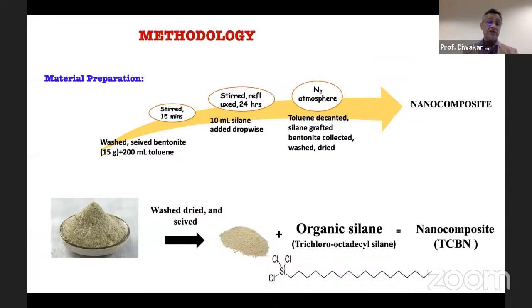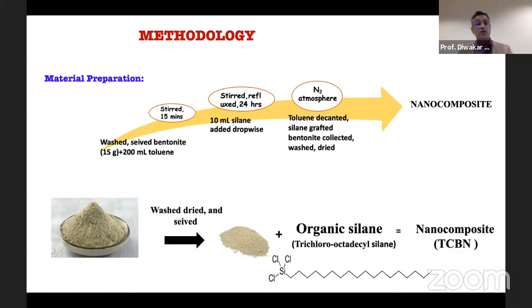First of all, what we have done is obtain a functionalized material using the organic silane and the bentonite. We have also collected some natural, locally available clay, and we have increased the clay extent and applied it for different applications. But this is the bentonite we obtained commercially, and then we utilized it.